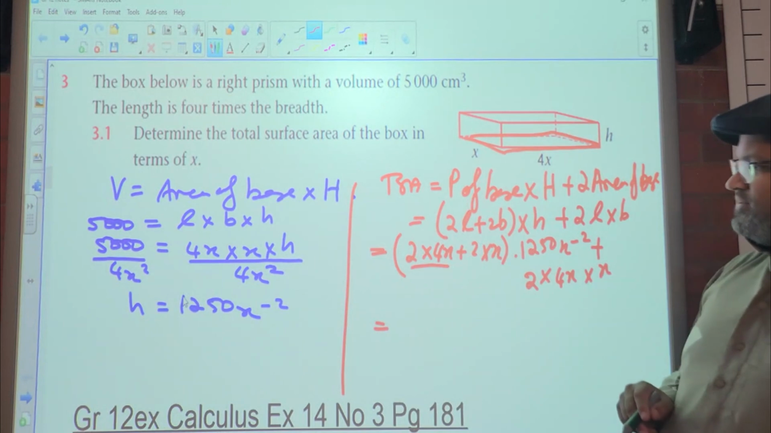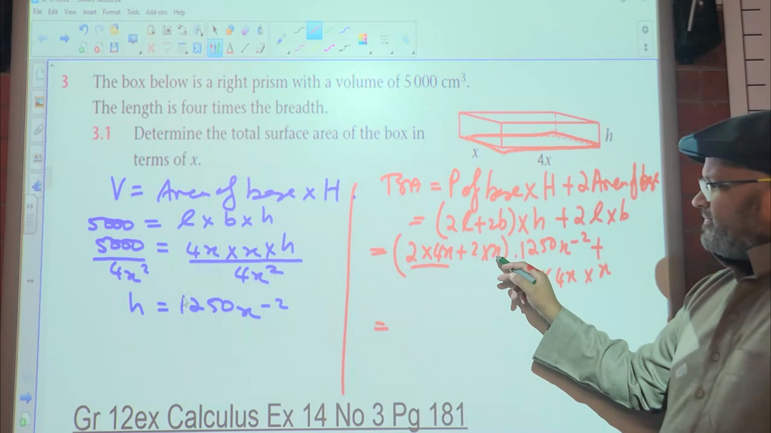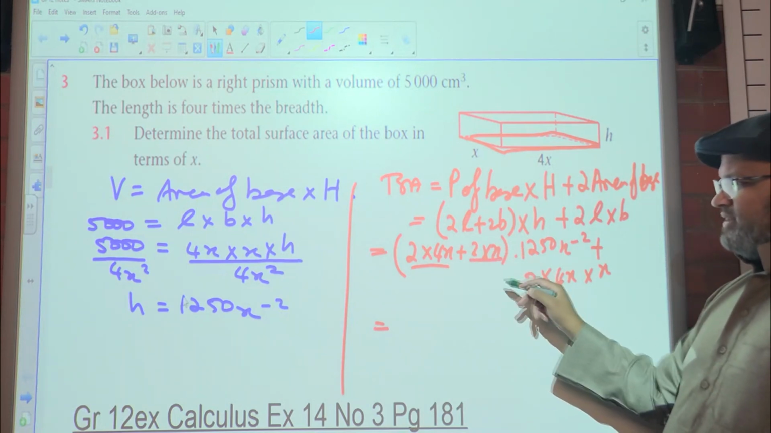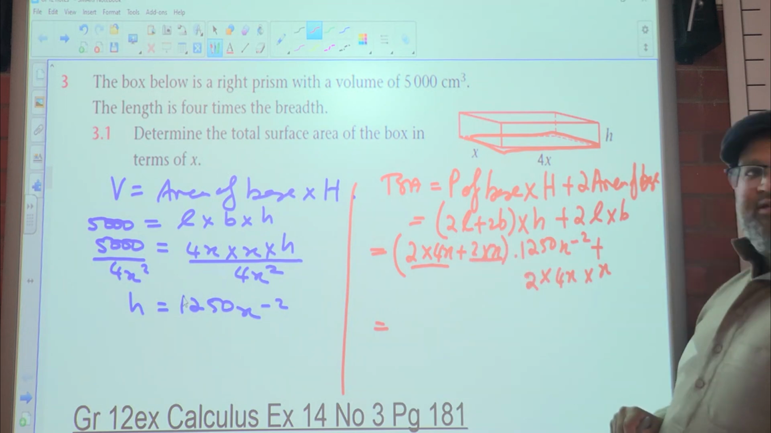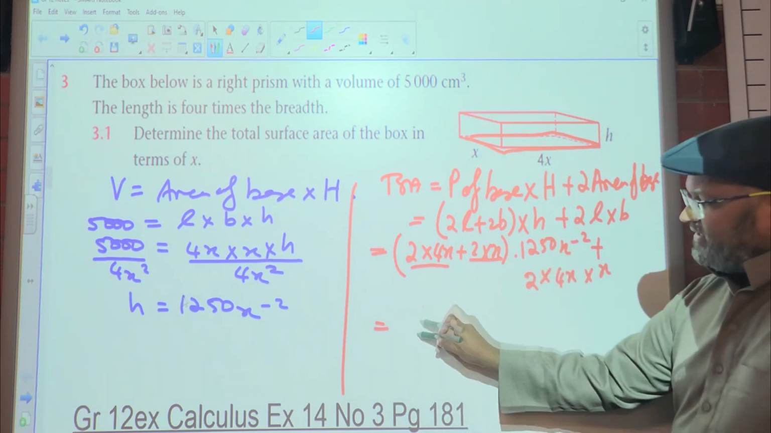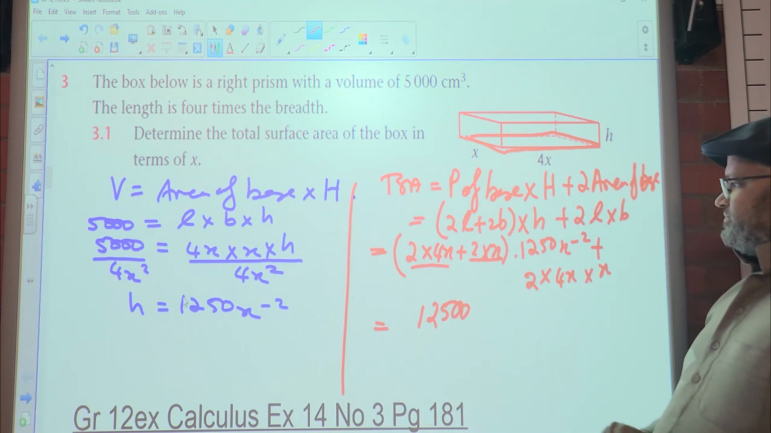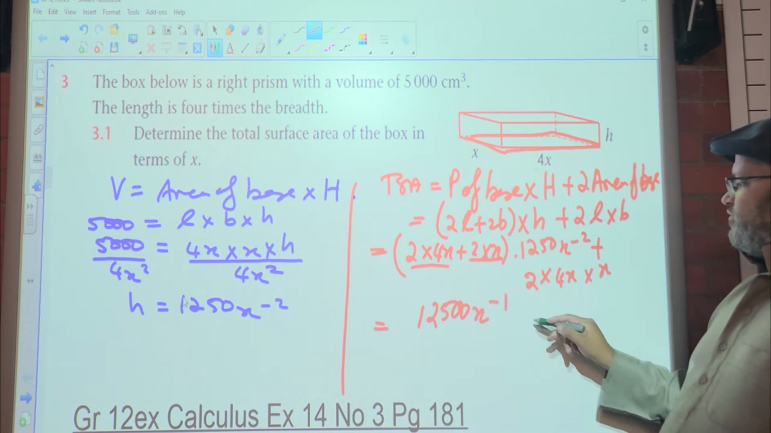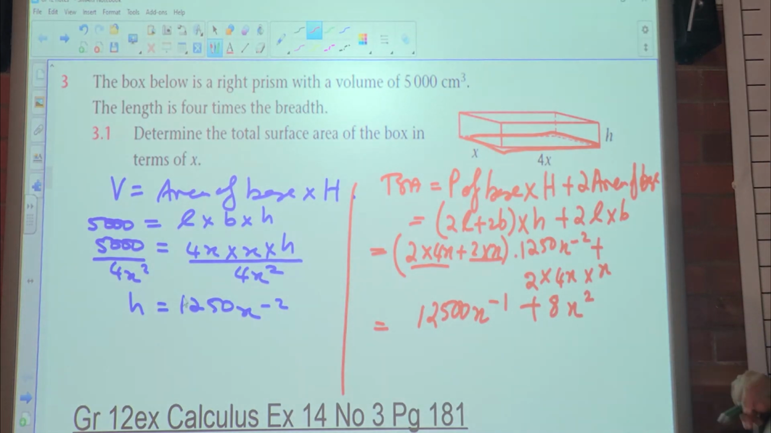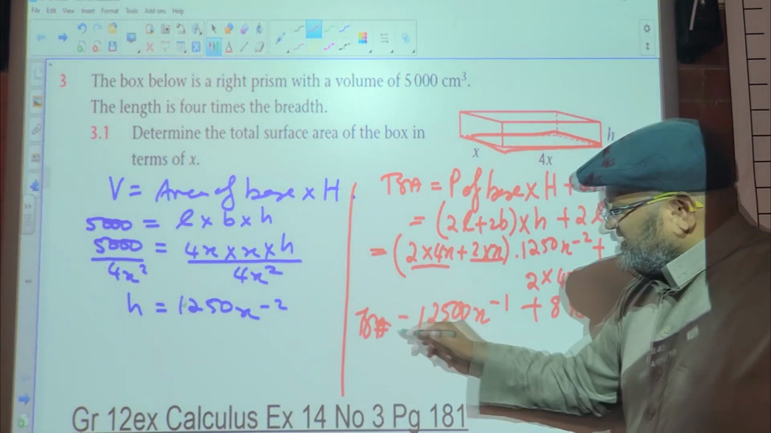So what is 2 times 4x? 8x. 8x plus 2 times x. So 2 times x is 2x. 8x plus 2x is 10x. Now 10x multiplied by 1250 x to the minus 2 is 12500 x to the negative 1, plus 2 times 4 is 8, and x times x is x squared. So there is the total surface area in terms of x.